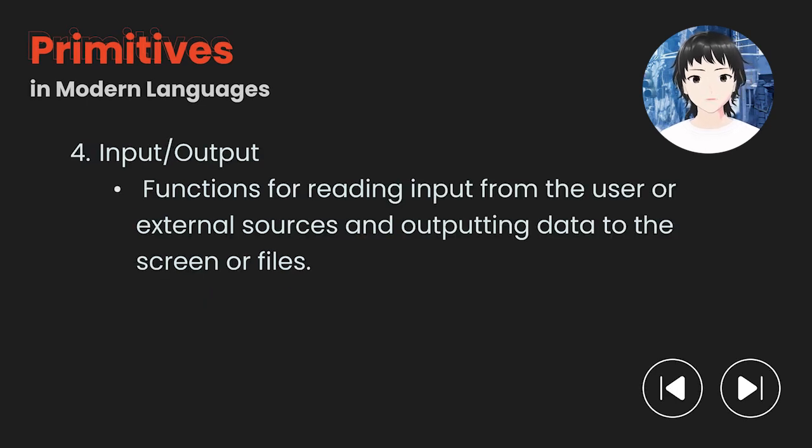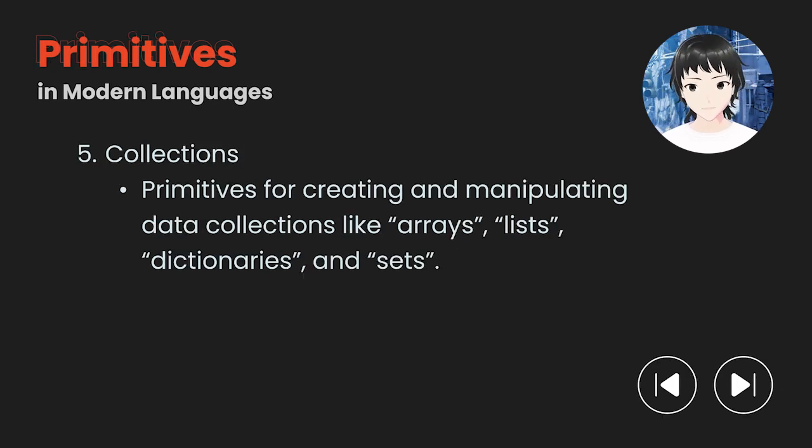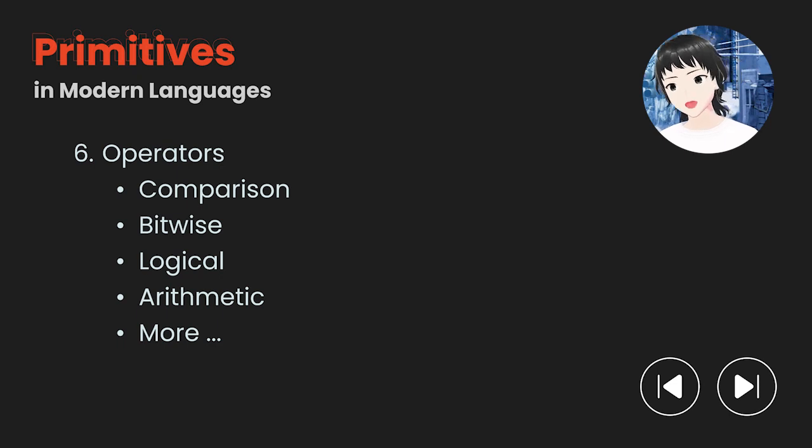Moving on to the fourth, there are input-output operations. There are functions for reading input from the user or from external sources like files and outputting data to the screen like the monitor. You can print something, so that's output. And you can, let's say, read a .txt file, so that's input for you. Then there are collections. So there are primitives for creating and manipulating data collections, which are called arrays like list, there are dictionaries, and there are sets. So these are the primitives for collections of data. Then we have operators like the comparison operator, bitwise, logical, arithmetic, and many more.